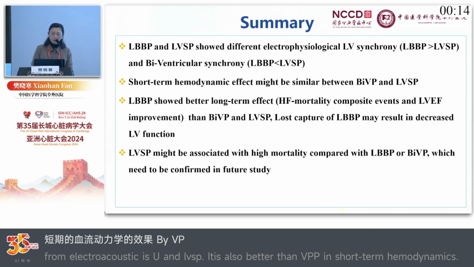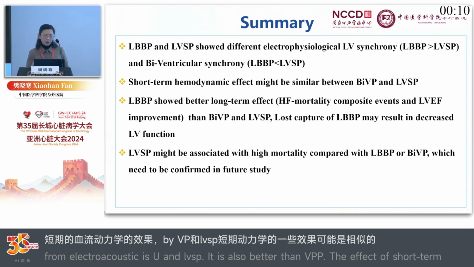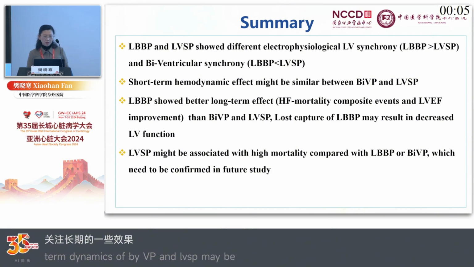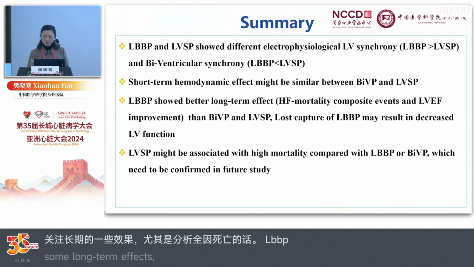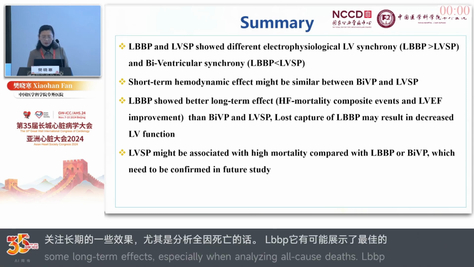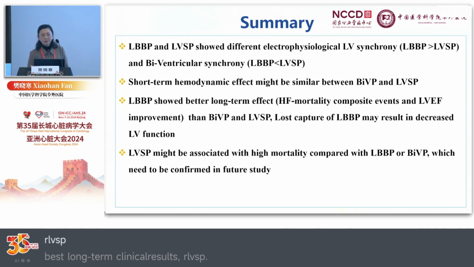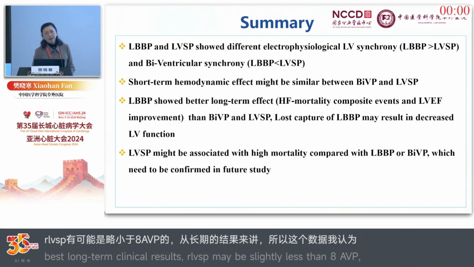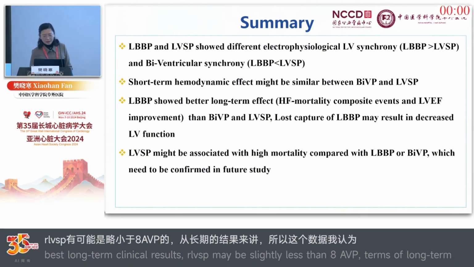But when we see the long-term effect, especially when we focus on the all-cause mortality, maybe the LBBP showed the best long-term clinical outcome, and the LBSP might be worse than BIVP. So that result, I think, will let me think how to choose the pacing strategy.